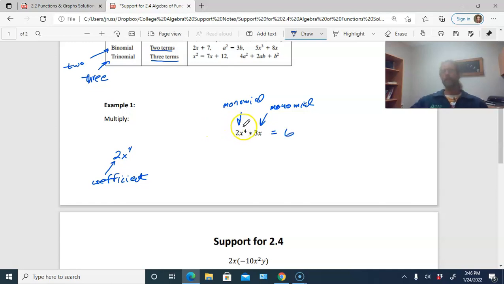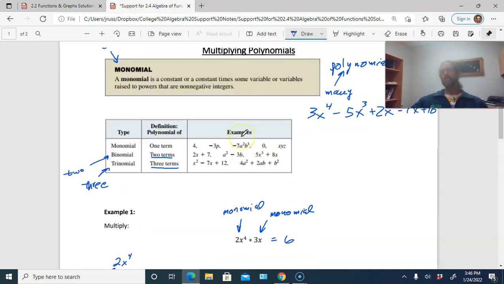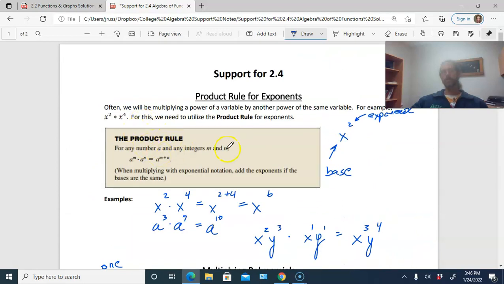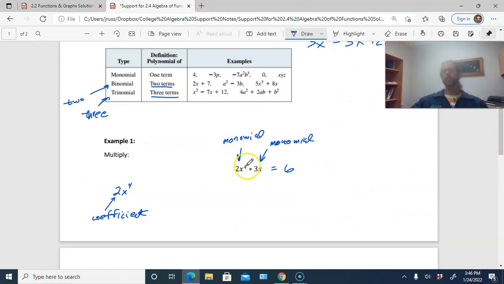And then you're going to multiply your powers of x. And this is where this product rule comes in. Because when we're multiplying two powers of x, we can add those powers. So let's look at the second x. It doesn't have an exponent, but I can give it an understood 1. So if we have x to the 4th power times x to the 1st power, and add those exponents, we're going to get x to the 5th power. So the product here is 6x to the 5th. So we get another monomial.